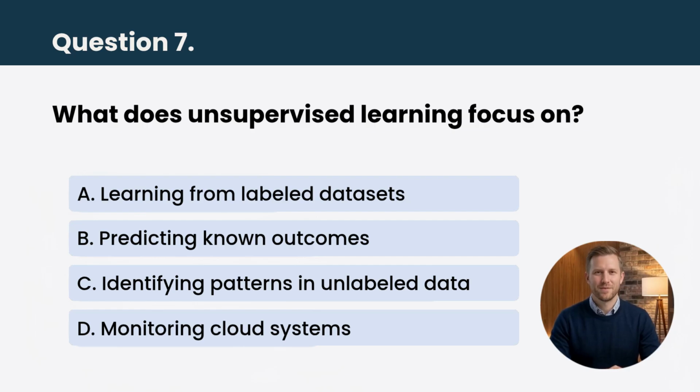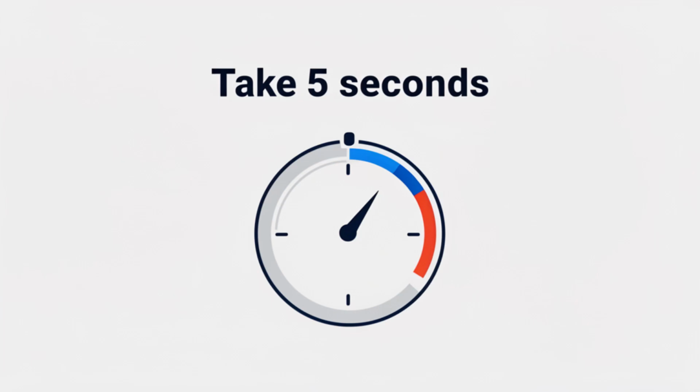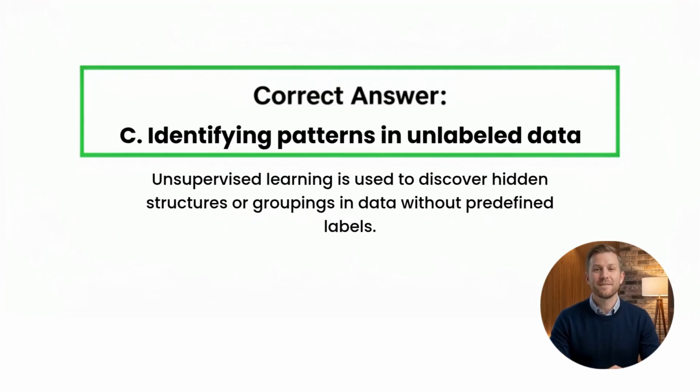Question 7. What does unsupervised learning focus on? A. Learning from labeled data sets. B. Predicting known outcomes. C. Identifying patterns in unlabeled data. D. Monitoring cloud systems. Take 5 seconds before answering. The correct answer is C. Identifying patterns in unlabeled data. Unsupervised learning is used to discover hidden structures or groupings in data without predefined labels.